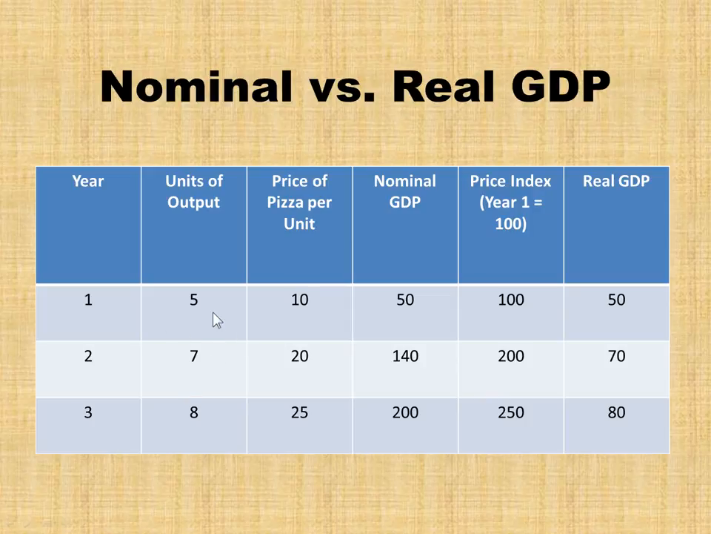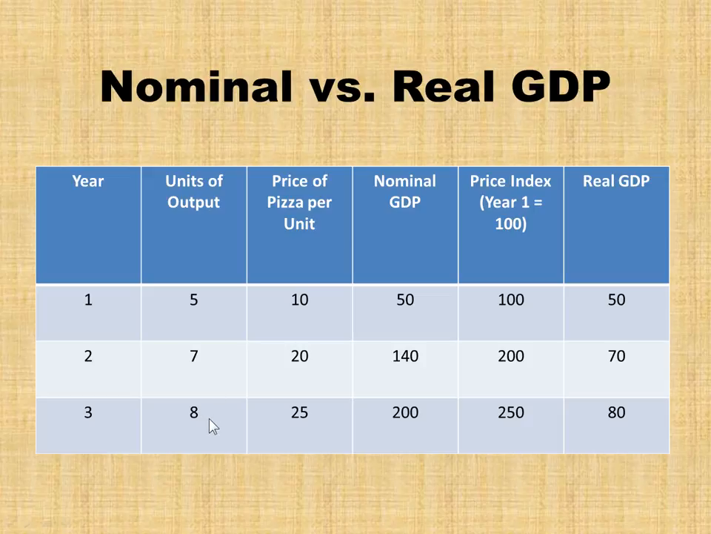Year two, pizzas go up from 5 to 7 pizzas. It's pretty good. But the price for some reason goes to $20. And so 7 times 20, our GDP is $140. That's nominal GDP. Because see, if you compared year 1 and year 2, 50 versus 140, you'd say year 2 production, which is what GDP is supposed to measure, almost tripled. But it didn't. It went from 5 to 7 pizzas.